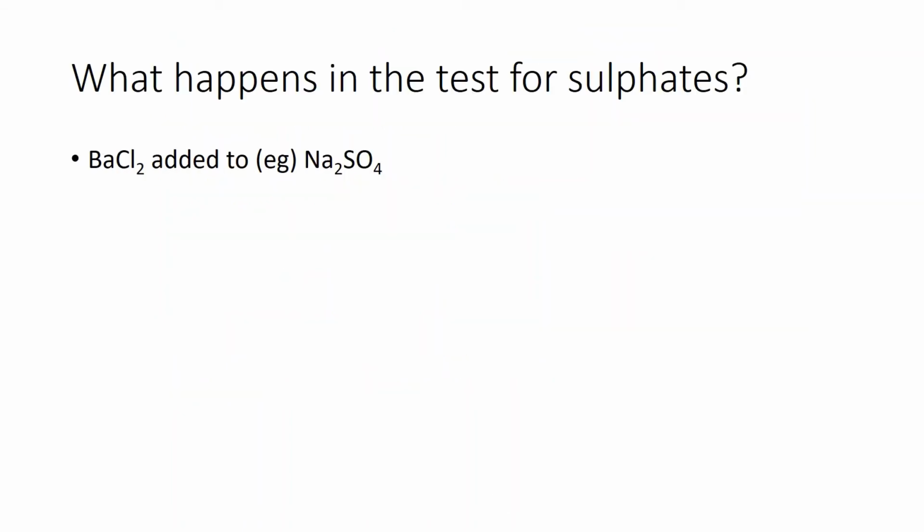What happens in the test for sulfates then? Well, we've gone through this already verbally, but it's nice to have a go at writing down an equation. Barium chloride is added to another substance suspected to contain sulfates, let's say sodium sulfate in this instance. Remember that the charge on a sulfate ion is 2-, so that means you need to have 1 sulfate and therefore 2 sodiums, because sodium is in group 1.